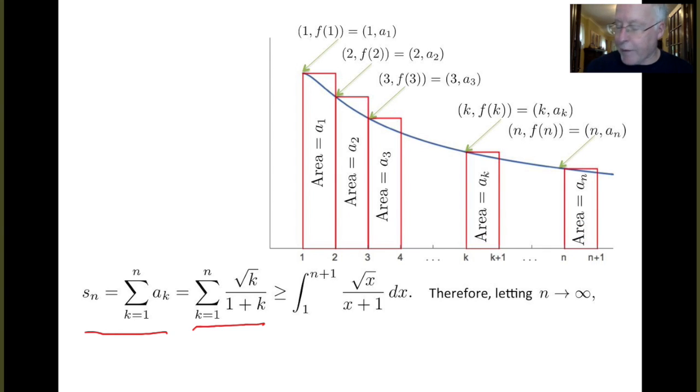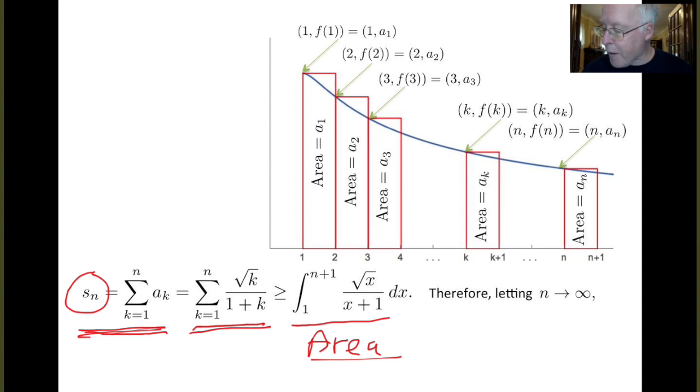Now as we look at S sub n, the nth partial sum of the series, this is the sum of the a sub k's, k equals 1 to n, or the sum of root k over k plus 1 as k goes from 1 to n. And here's the area under the graph. We decided the sum of the areas of those rectangles is bigger than that area. And so we come up with this inequality. The partial sums are bounded below by this integral.